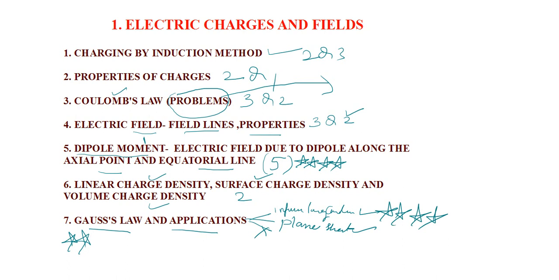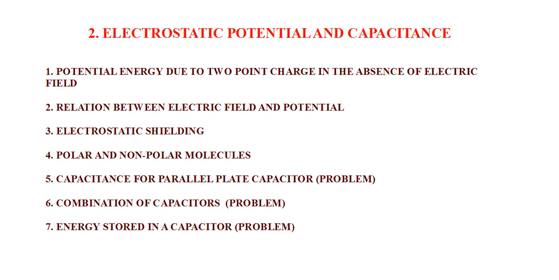Okay, so next let us move on to the next chapter, electrostatic potential and capacitance. Which topics do you need to read here? There are a lot of topics, but I have listed very few from the point of view of our exam. I just made the list. So first you need to read potential energy due to 2 point charges in the absence of an electric field. Many times this question is repeated.